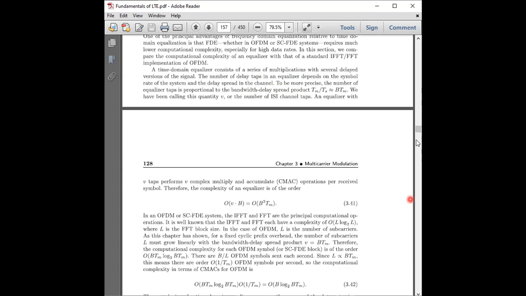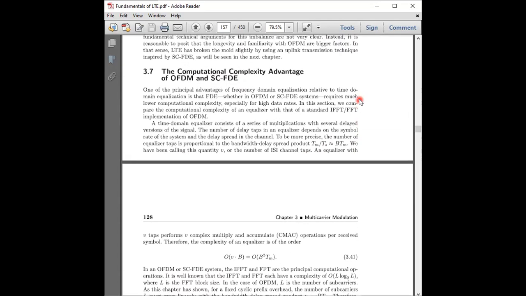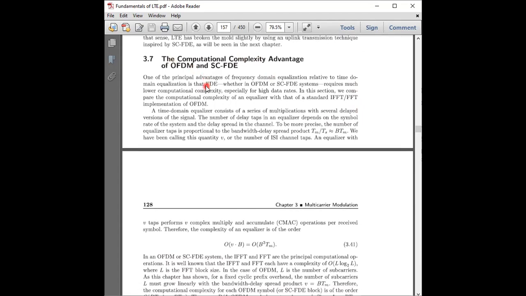And there is one more topic. So we'll conclude this with the complexity. The computational complexity advantage of OFDM and SC. So this is not a difference, but this is an advantage, what your 4G had over your 3G or 2G.